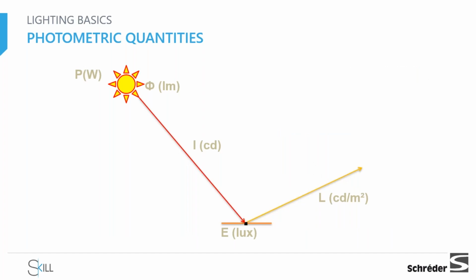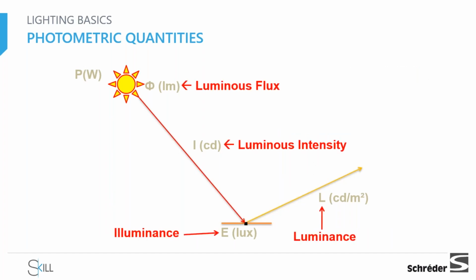The only thing is that on this slide I will put the four terminologies that we discussed on the same graph. So looking at the light source, the light going in all directions is the luminous flux. Looking at this direction, the light going from the light source in a specific direction is called luminous intensity. Illuminance is the amount of light falling on a specific surface, which is in lux, and luminance, which is in candela per meter square, is the amount of light which is reflected from the surface in a specific direction.